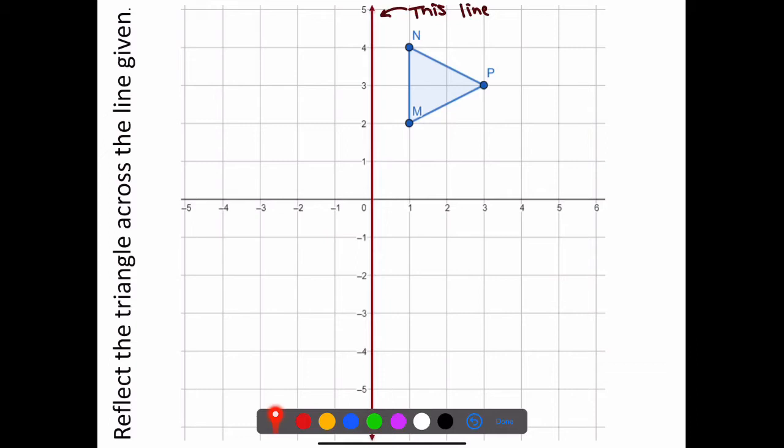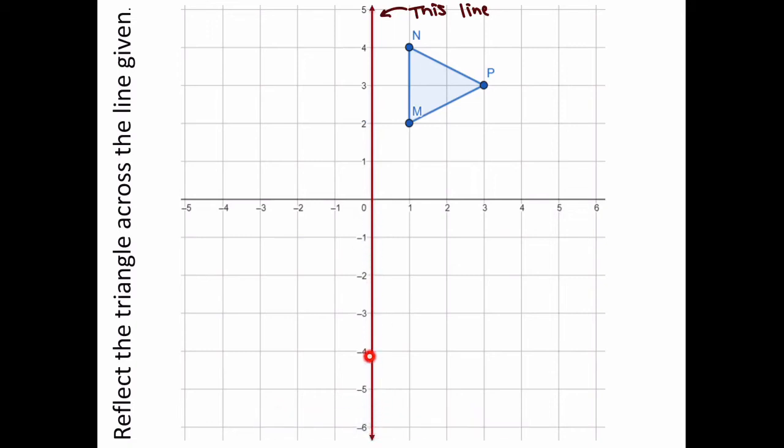So, reflect the triangle across the given line. So right now we're reflecting across the y-axis. It's this line right here in red. So pause the video if you'd like, try this one out, and see how you do.